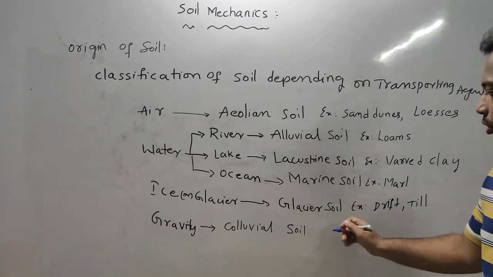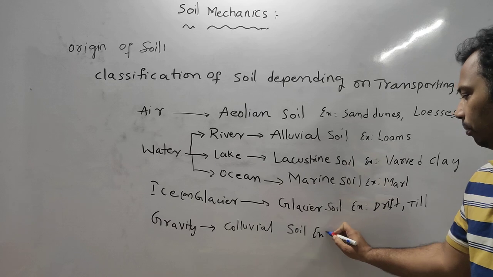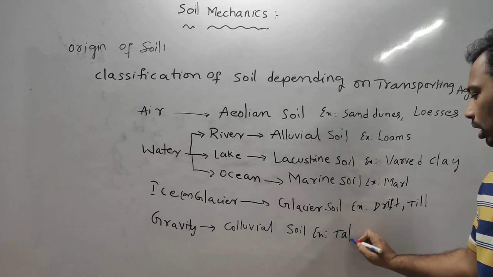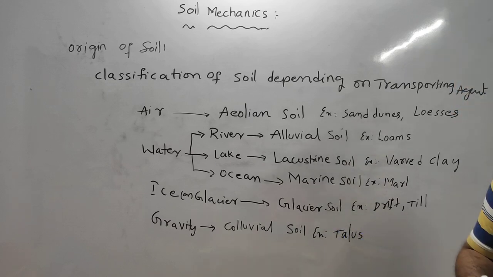And gravity, that is colluvial soil, example is talus. Talus is an example for gravity soil.